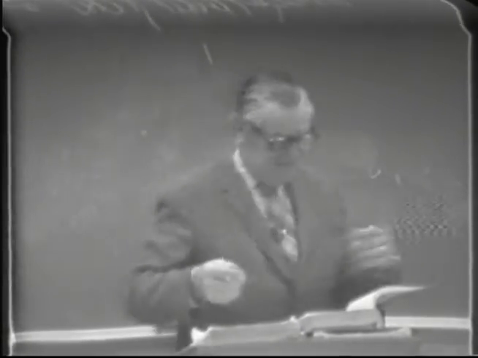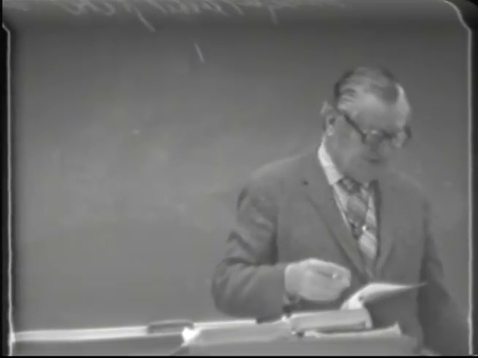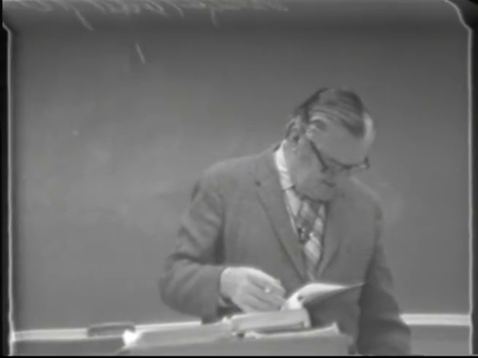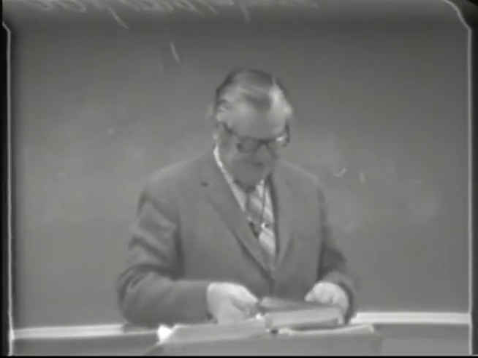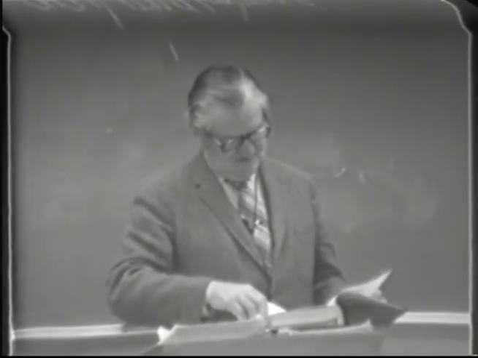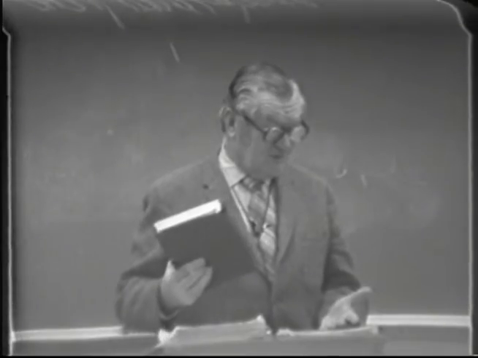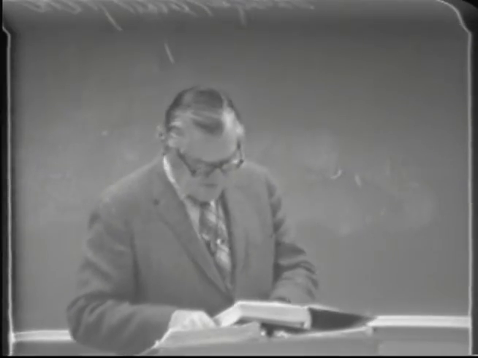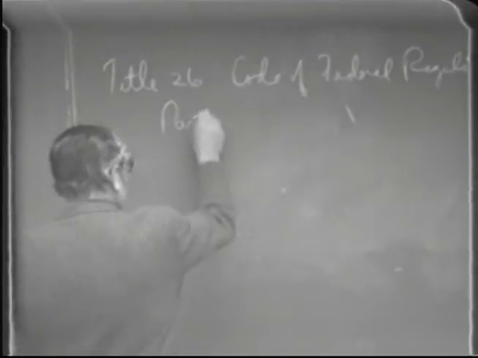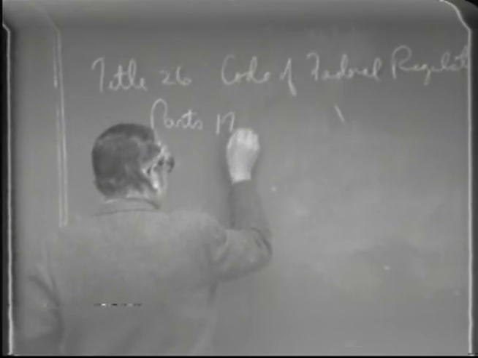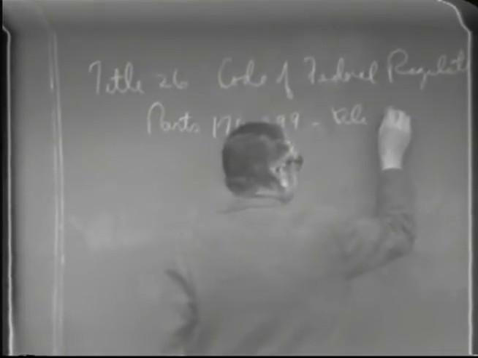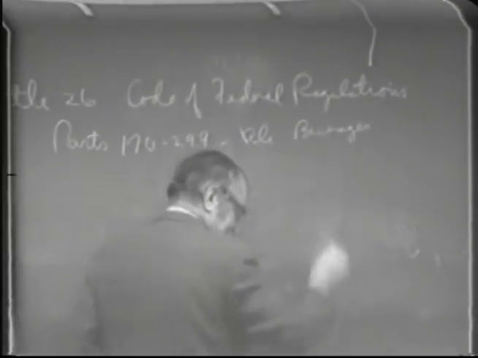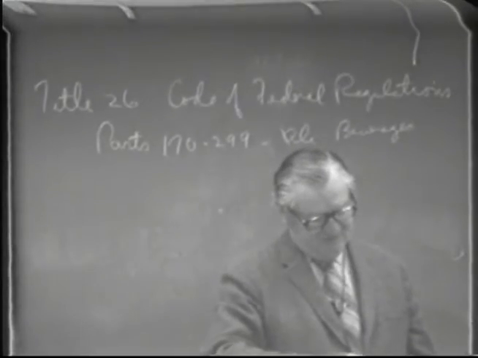With other numbers, you can look up in catalogs of government publications and find out what they pertain to. Offhand, I don't remember. One of these gives a list of what some of the titles are. Is this alcoholic beverages? This is federal law. And alcoholic beverages comes under Title 26 of the Code of Federal Regulations. And the parts that are primarily concerned with alcoholic beverages are parts 170 to 299. I was trying to see what some of the other parts refer to, but I didn't.